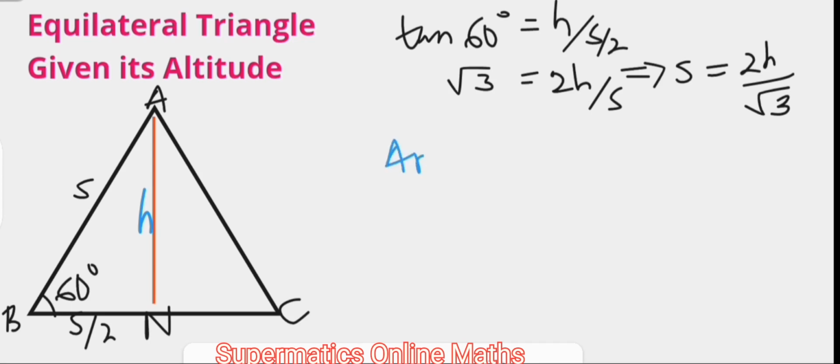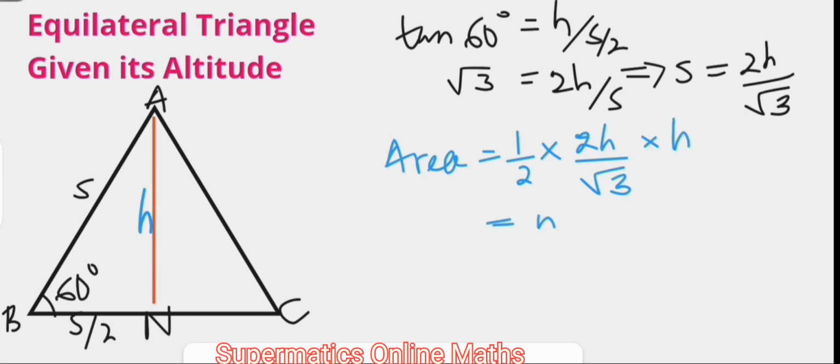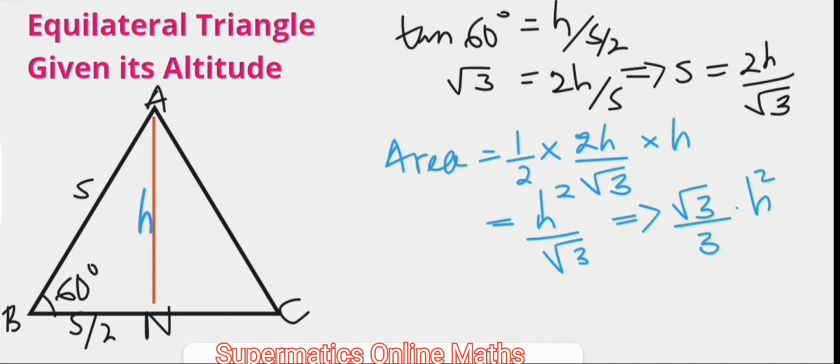So that the area in this case becomes half times base. The base is S, which is 2H over root 3, and the height, which is H, the altitude, giving H squared over root 3 as the area, which may also be written as root 3 over 3 times H squared. This is the formula to calculate the area of an equilateral triangle when the altitude is known.